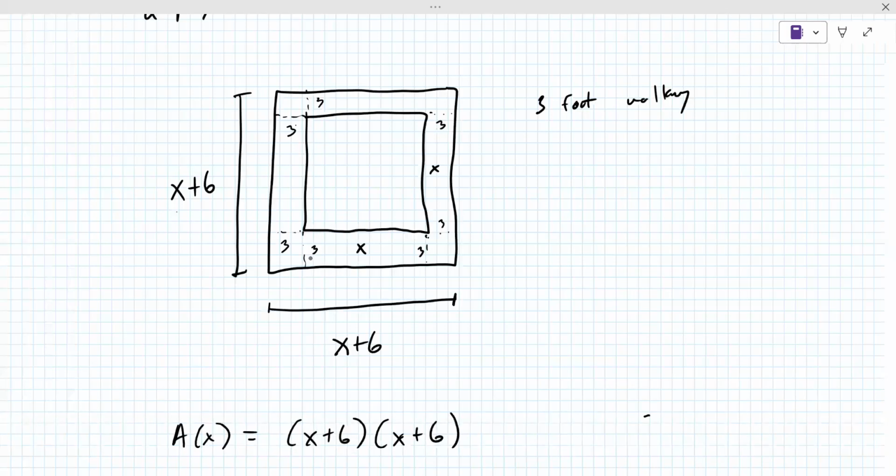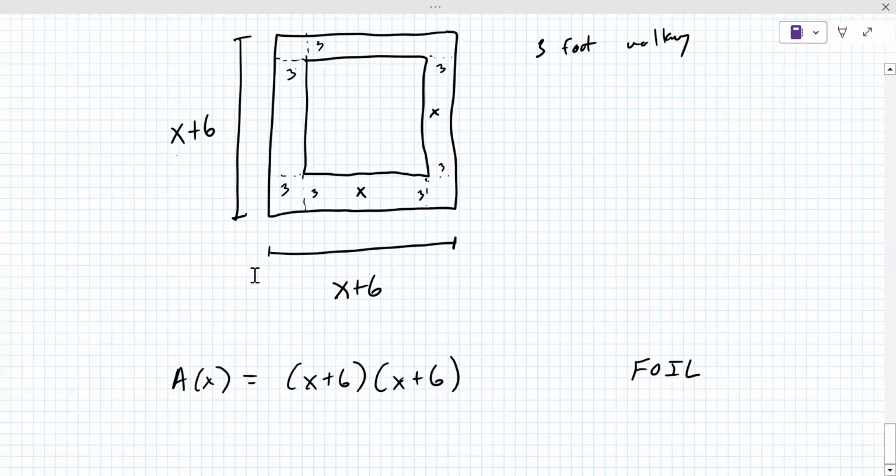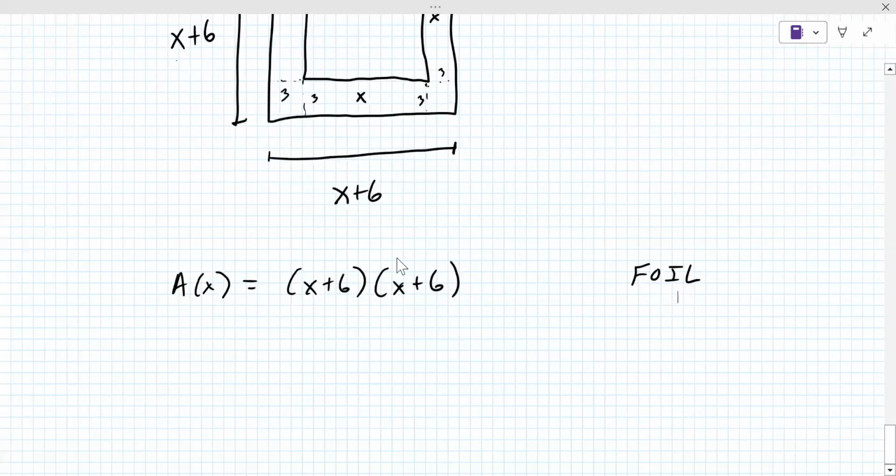What's your comfort level with FOIL? I don't know that word. You've never seen this before. How do you multiply these together if you do? You go 6 times 6 and X times X, I think. Okay. Yeah, there's a bit more to it.